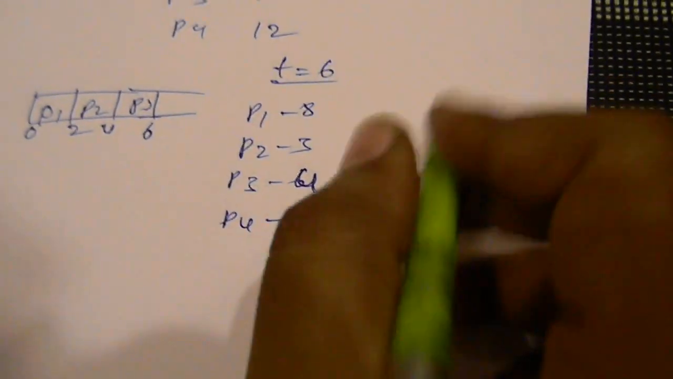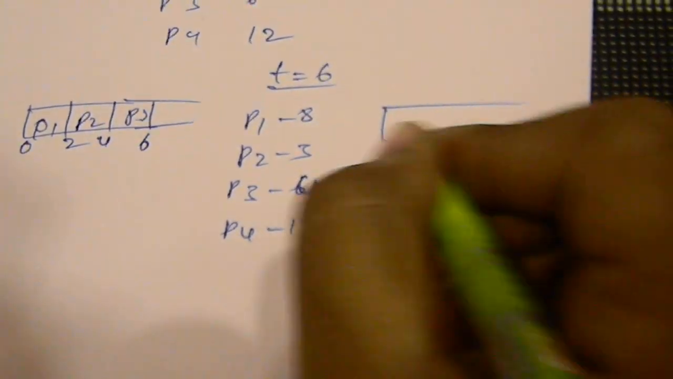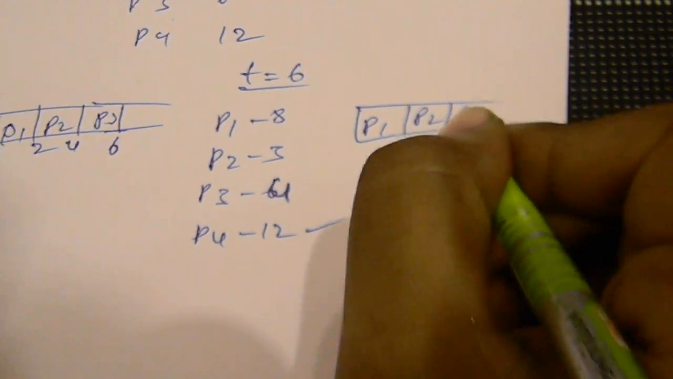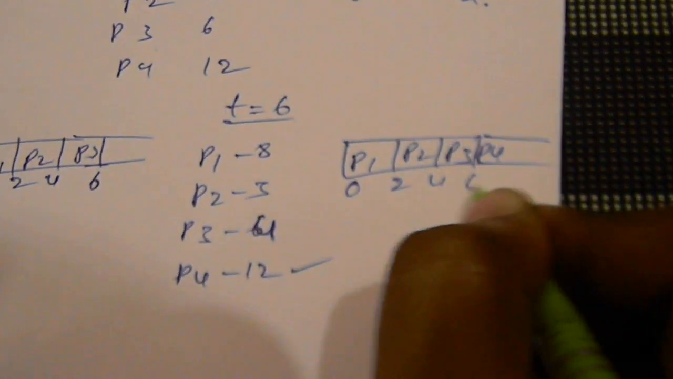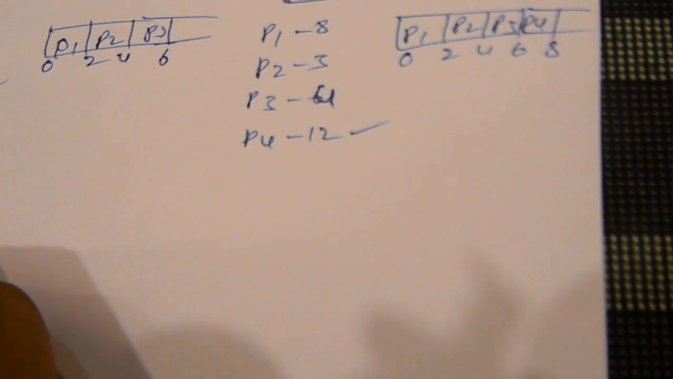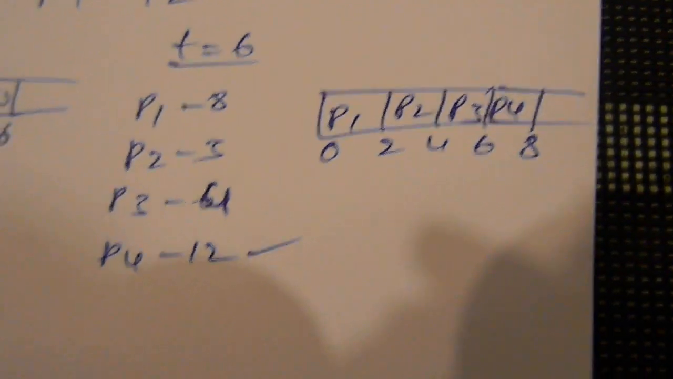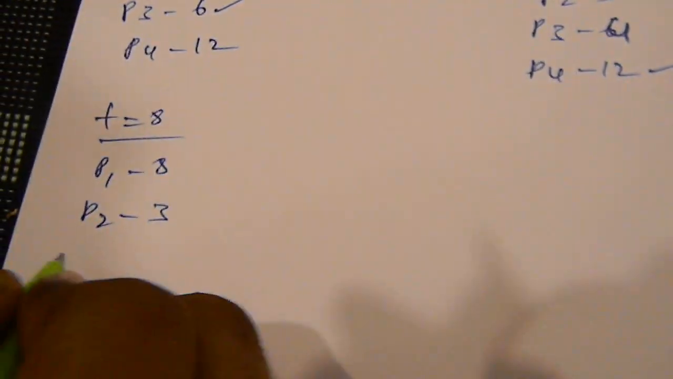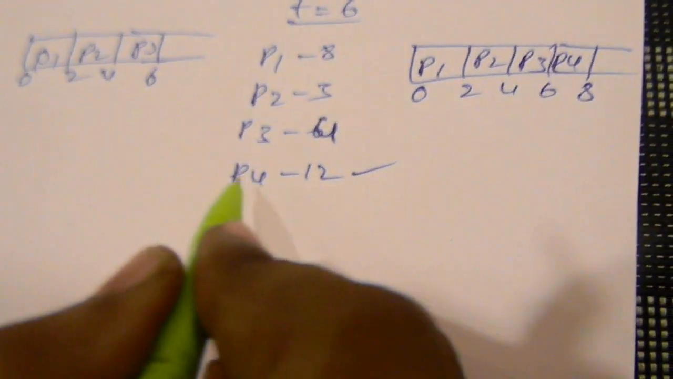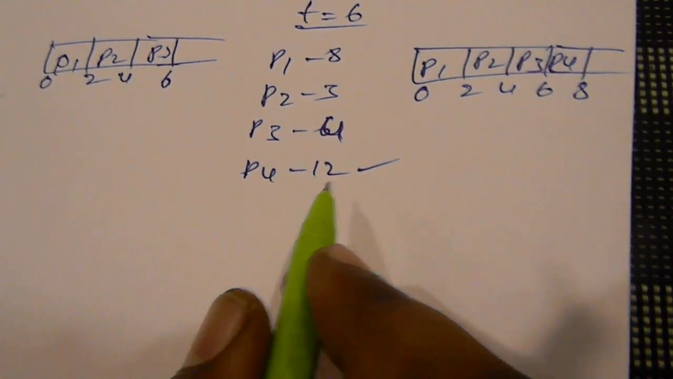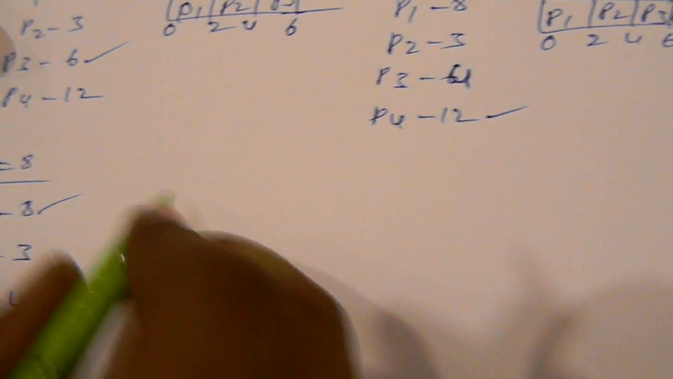Now P4 starts execution. P1, P2, P3, P4: 0, 2, 4, 6, 8. At t equals 8, P1 with 8, P2 with 3, P3 with 4, P4 with 10. Here the first cycle is done, that means P1, P2, P3, P4 have each been given a chance. Now P1 again starts execution.